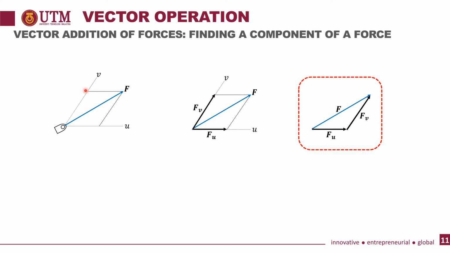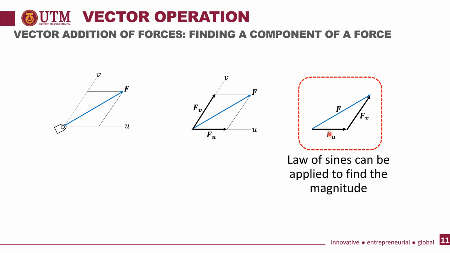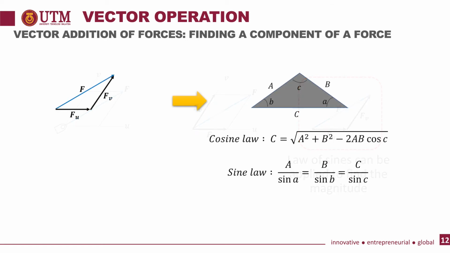Then you can draw the force which starts from the origin until the intersection of the parallelogram that you have drawn previously. Similar here for FU, force U. From this parallelogram shape, you can convert it into a triangle by moving FV from here to here, because this is a parallel line. So it means that the force here is similar to the force here. From this triangle, you can apply the law of sines to find the magnitude of the resultant force F.